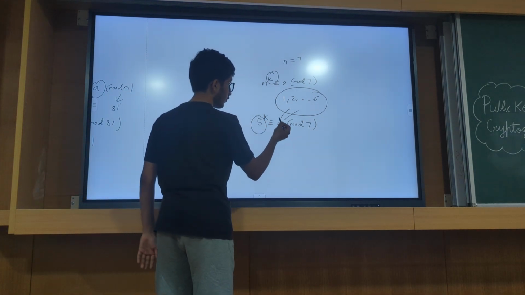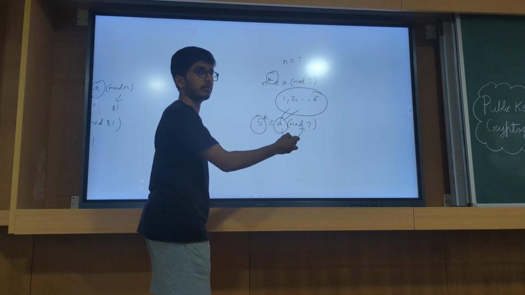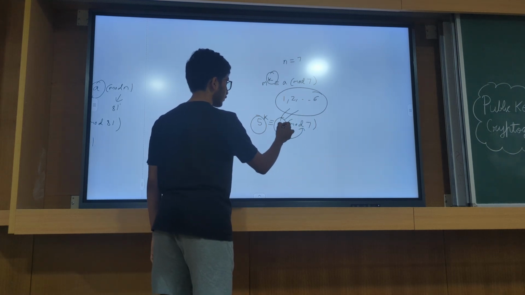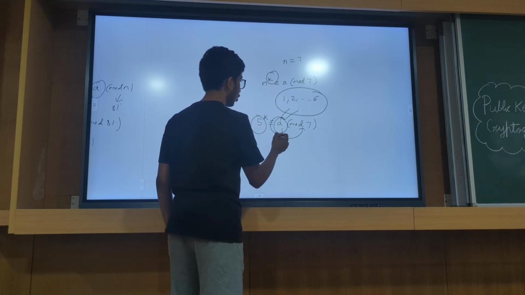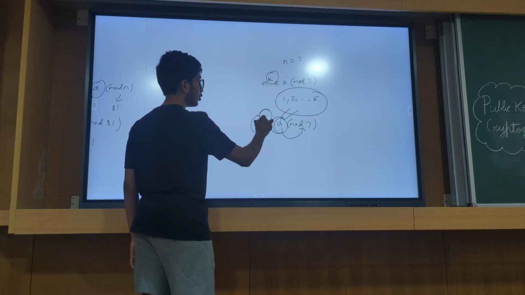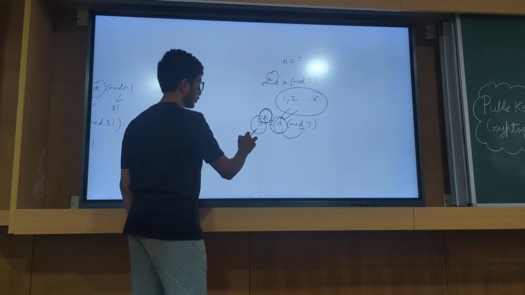For all those values of a which are co-prime to this number, if I substitute all those values of a which are co-prime to n here, in all those cases I need to be able to find a solution for k. If that happens, then 5 is called a primitive root.